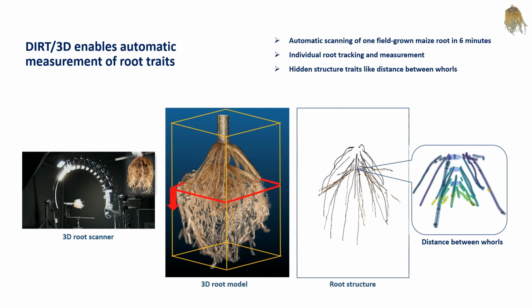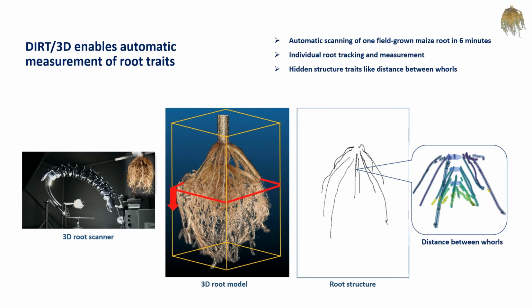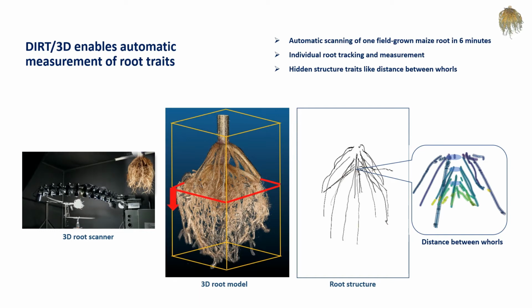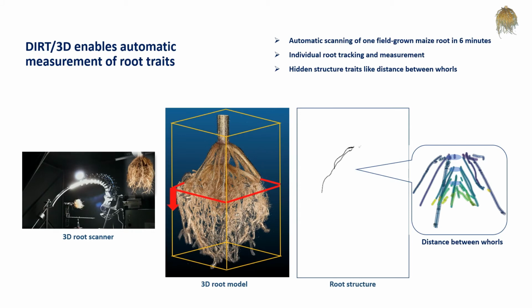By tracking individual roots and building its root structure, DIRT3D was able to compute 18 root traits. Besides important elementary traits like the numbers, angles, and diameters of crown and brace roots, DIRT3D was even able to compute traits like distance between whorls, which are hidden in the complex root structure. Since DIRT3D is an important step towards 3D root phenotyping, is it reliable and accurate?